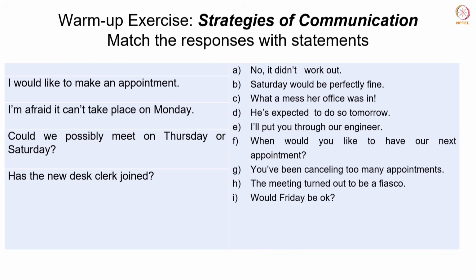Your responses, possible responses that you have to align with the statements or questions given in the left hand column. A, no, it didn't work out. B, Saturday would be perfectly fine. C, what a mess her office was in. D, he's expected to do so tomorrow. E, I'll put you through our engineer. F, when would you like to have our next appointment? G, you have been cancelling too many appointments. H, the meeting turned out to be a fiasco. I, would Friday be okay?